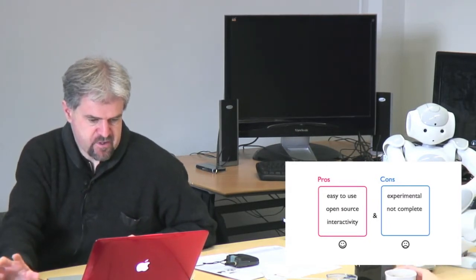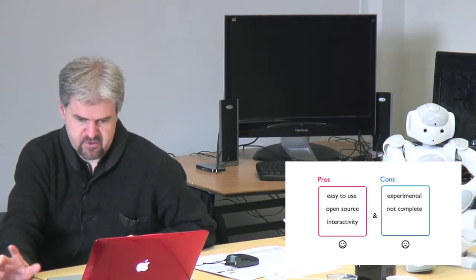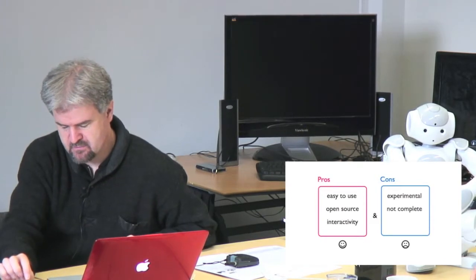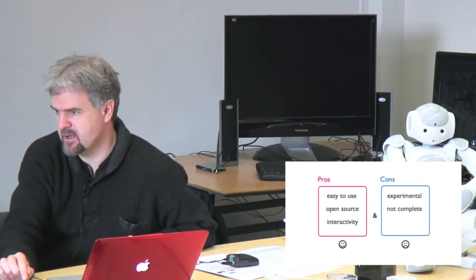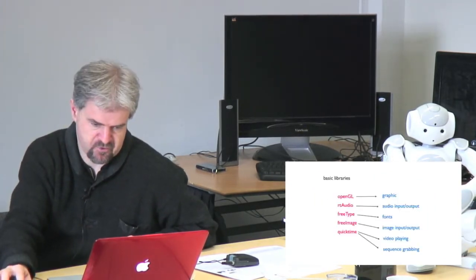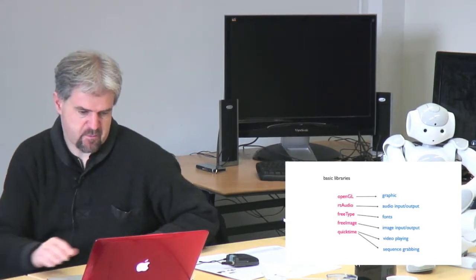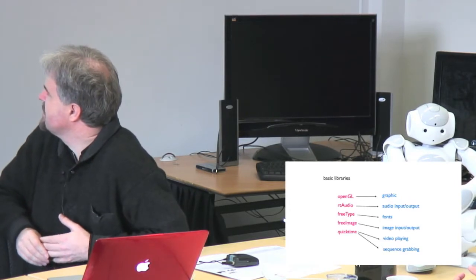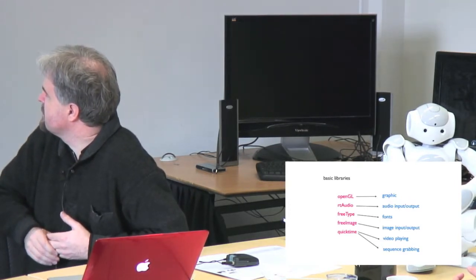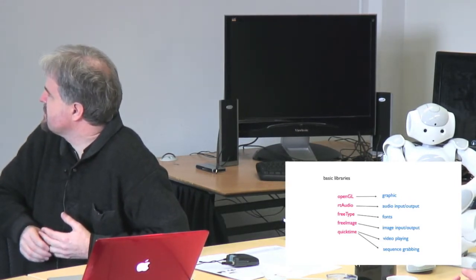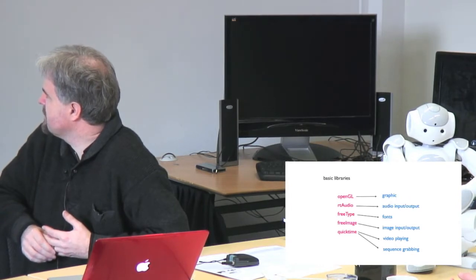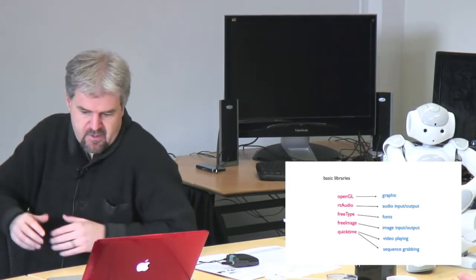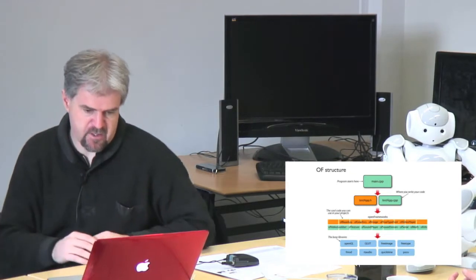So the advantages: it's very easy to use, open source, interactive. The disadvantages: the software platform is experimental and it's always being developed, so it's not complete, so it has some pros and cons there. Here are some of the base libraries that are supported. It runs on top of OpenGL for graphics. It uses RtAudio for audio in and out, FreeType for fonts, FreeImage for image input and output, and QuickTime for video playing and grabbing video. And then it tries to combine them all together like this.